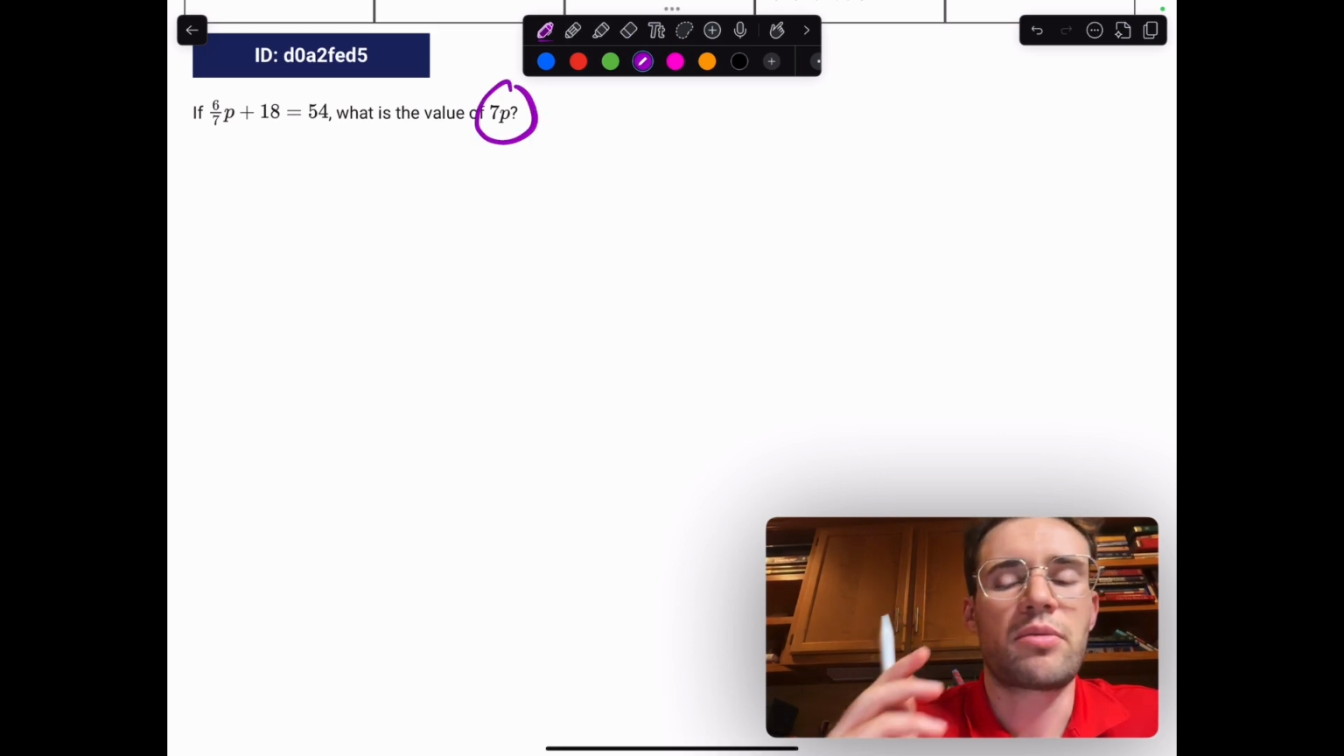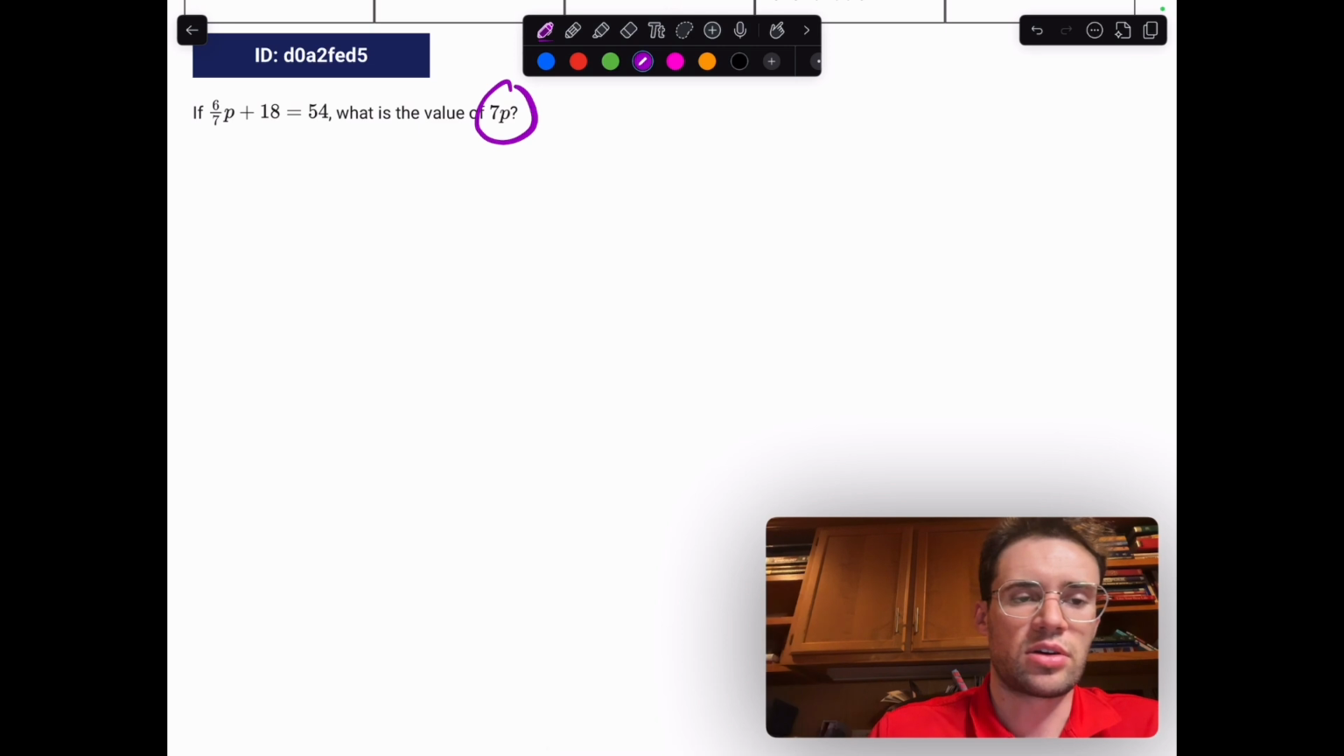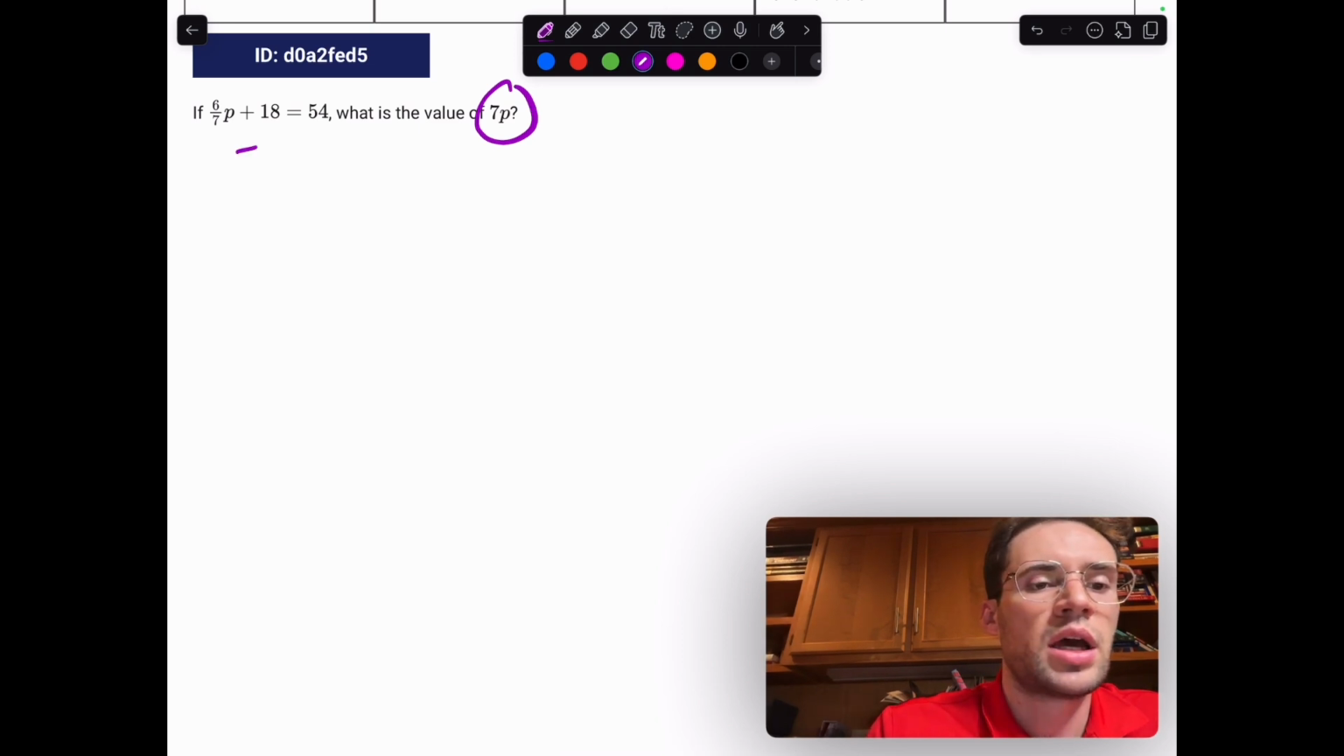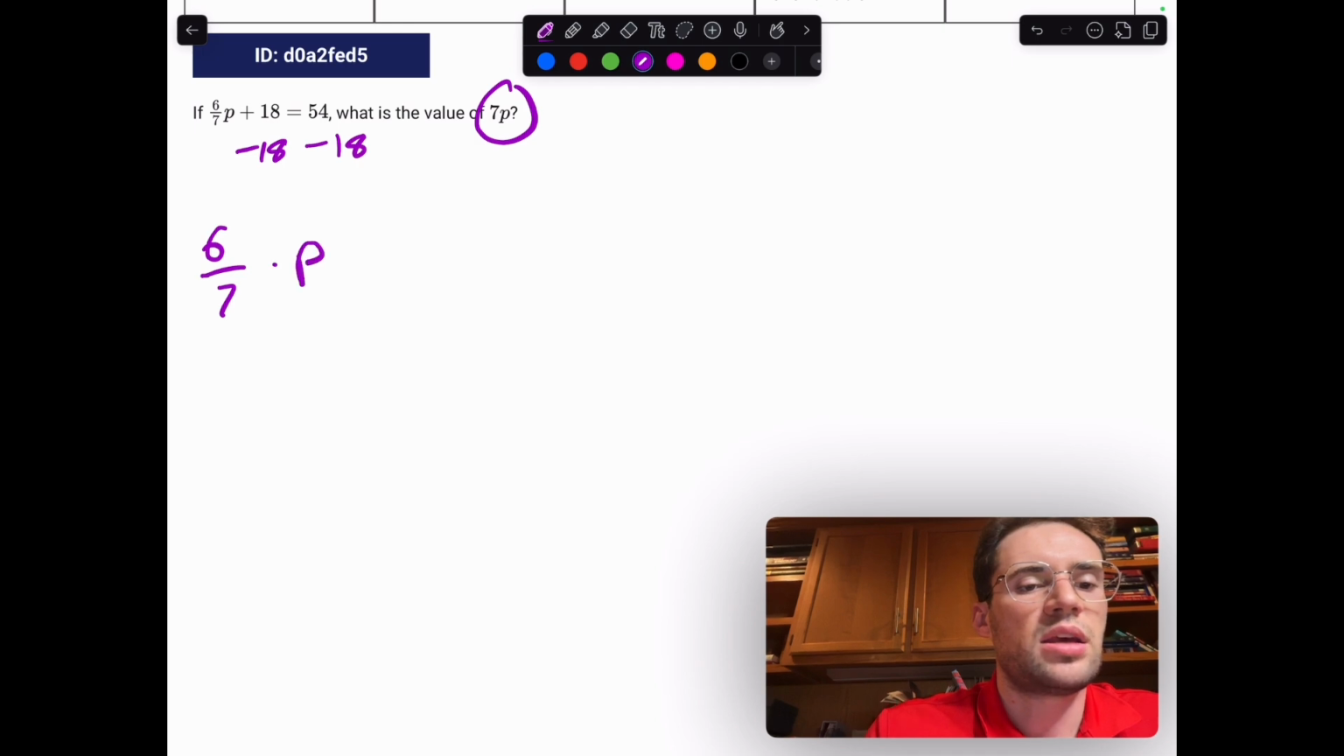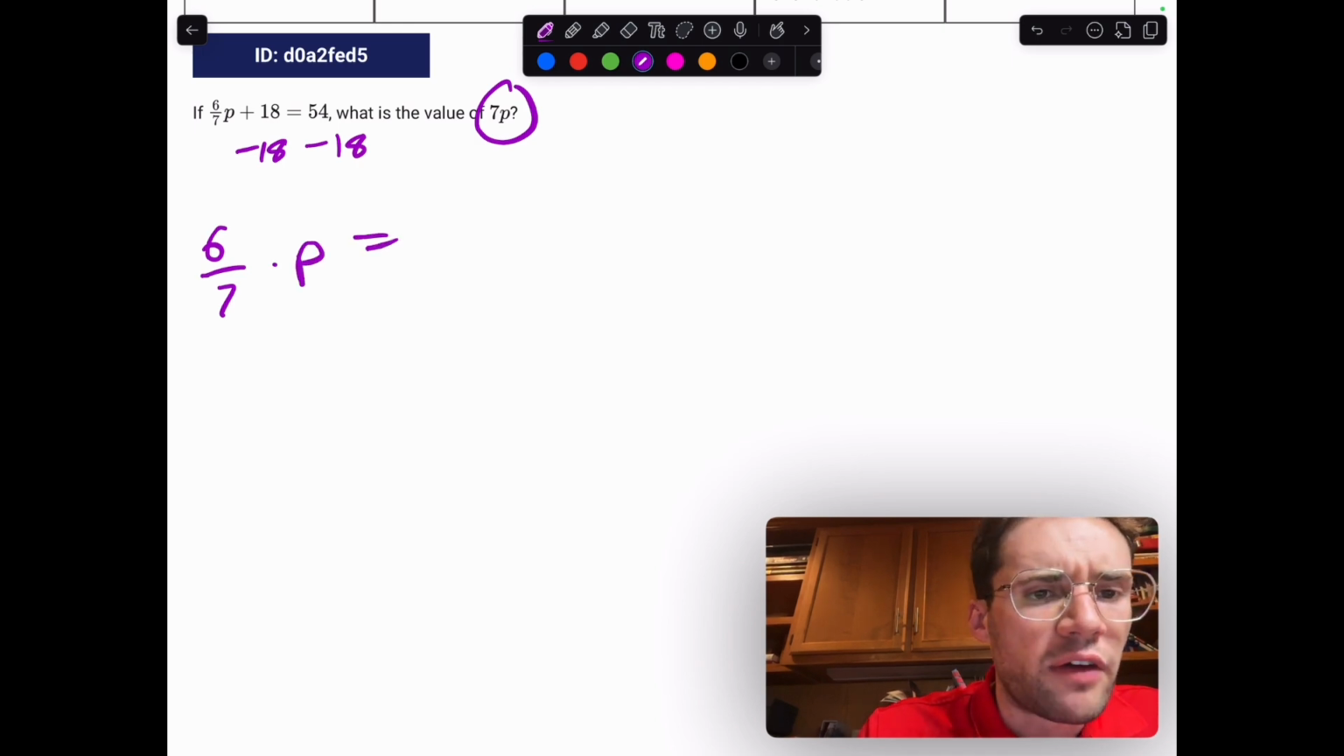Okay, again, they're not asking for p, they want 7p, so just don't let that make you lose points. I'm going to just start by solving for p. So subtract 18 from both sides. I guess I won't erase that, but that gives us 6/7 times p is equal to 54 minus 18, so minus 8 will bring us down to 46, and then minus 10 would be 36. Right, 36 plus 18, 54, that's correct.